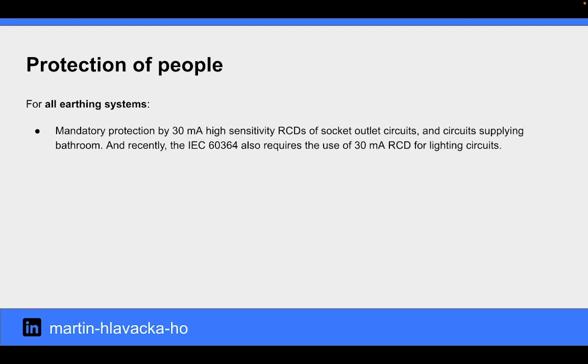For all earthing systems, mandatory protection by 30 mA high sensitivity RCDs of socket outlet circuits and circuits supplying the bathroom. And recently, the IEC 60364 also requires the use of 30 mA RCDs for lighting circuits.